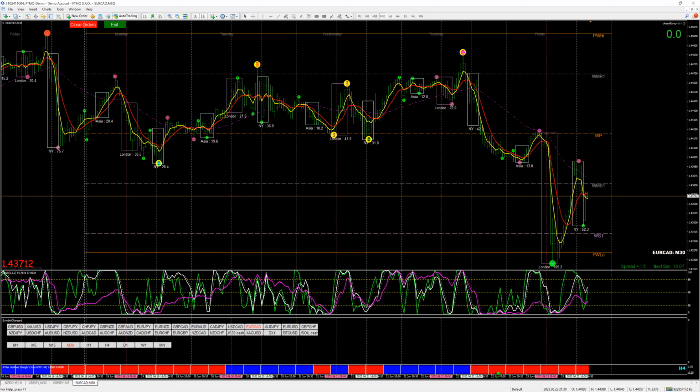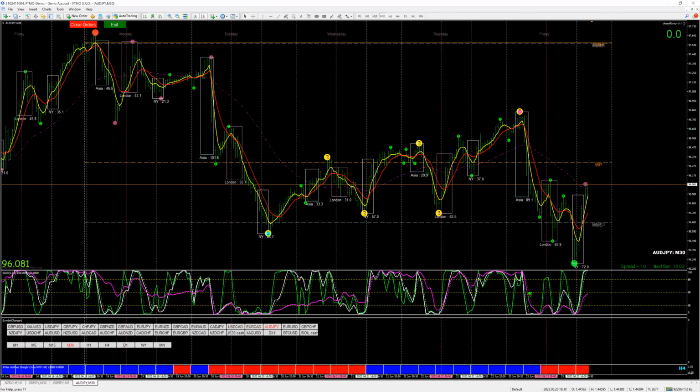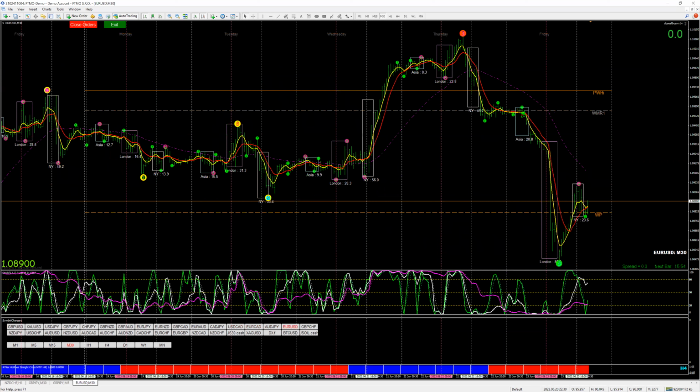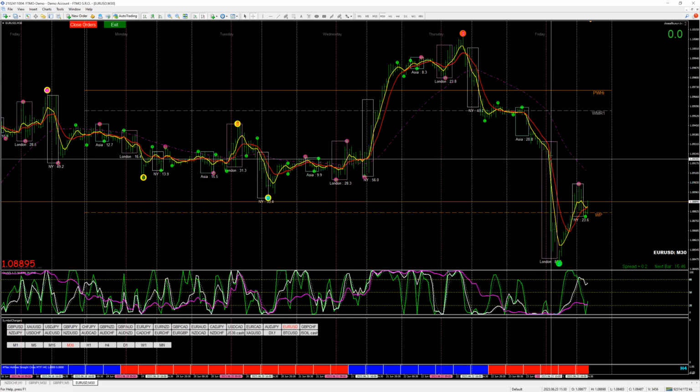And you can see the 4 hours already set to go short. Aussie yen, 1, 2, 3, you had to wait for it, so it wasn't a trade. Euro dollar was already set up to go short. So you could have taken this here.